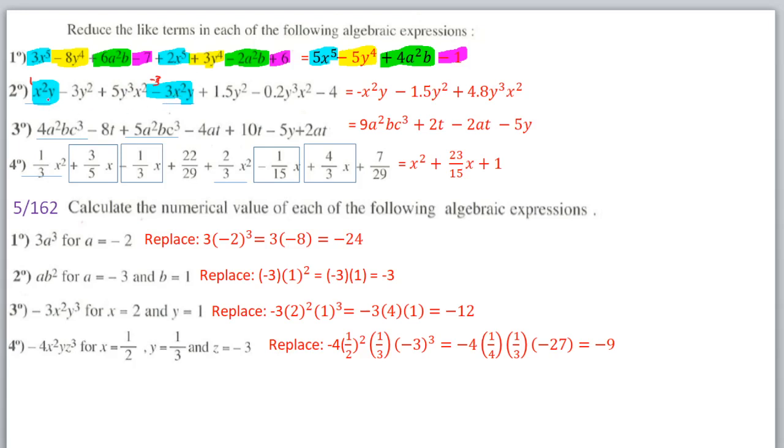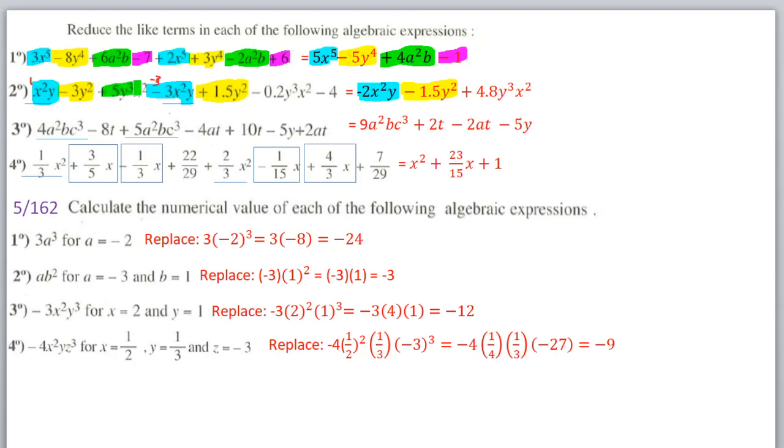Okay, and here we have 1, so 1 minus 3 is negative 2. So here it's negative 2, so by mistake it's written negative, so it's negative 2x squared y. So that's it, negative 2x squared y. Again, negative 3y squared with 1.5y squared. There is no other term, nothing else. So negative 3 plus 1.5 is negative 1.5y squared. That's it.